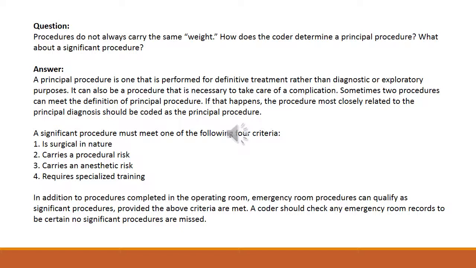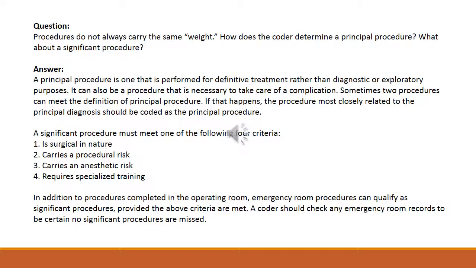Now, a significant procedure must meet one of the four following criteria. 1. It is surgical in nature. 2. It carries a procedural risk. 3. It carries an anesthetic risk. 4. It requires specialized training.